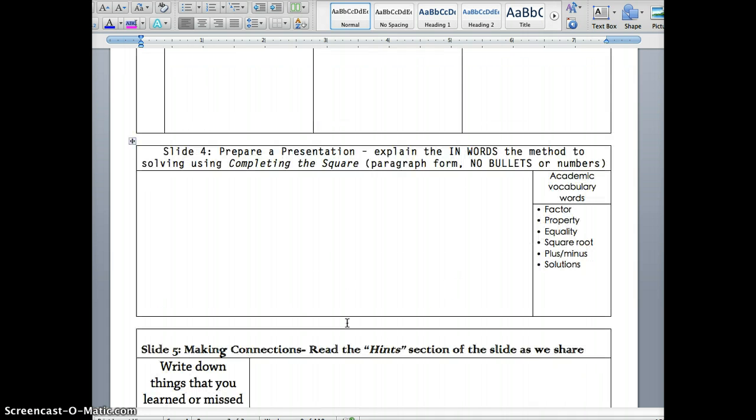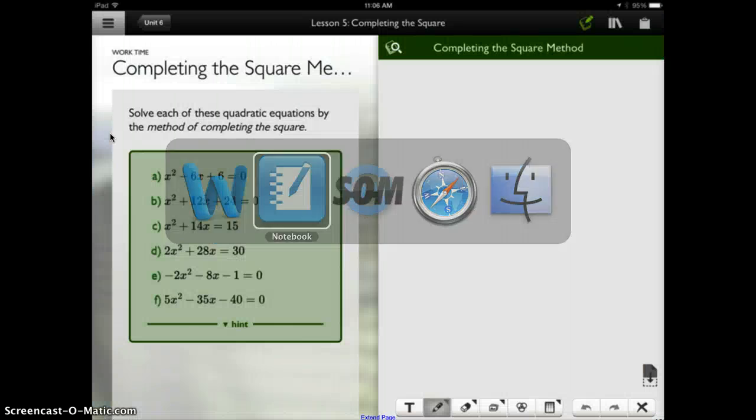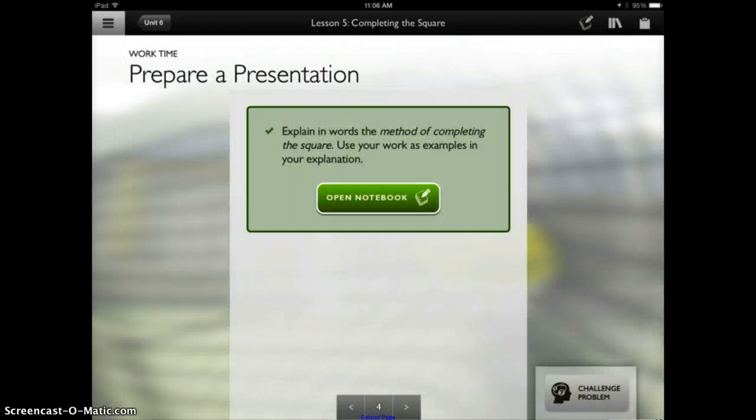Okay, so slide 4 says prepare a presentation, explain in words the method to completing the square. Paragraph form, no bullets or numbers. Okay. So again, we pretty much did this already. Let's go back to what we just did. So this is slide 4 that we're on, prepare a presentation. Again, work time.